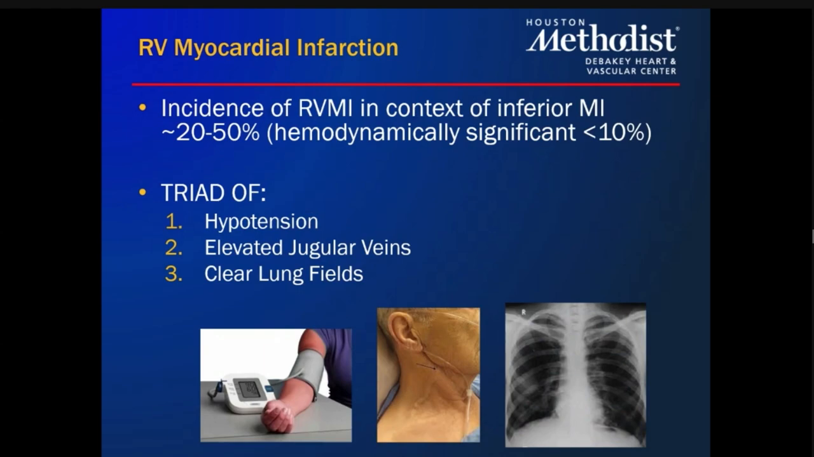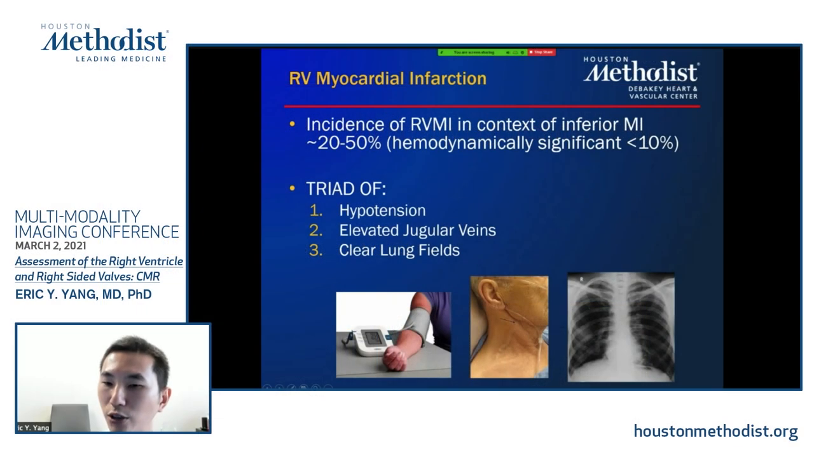Okay. So when RV infarct does occur, it's a pretty serious issue because we've all been taught in medical school that this presents with a triad: hypotension, elevated jugular veins, clear lung fields. These are patients that you want to be very, very careful of giving beta blockers and nitroglycerin because you may catastrophically lower their blood pressure, in fact, cause them to go into shock. In fact, these patients are a little more volume dependent. We've learned nowadays not to go overboard with volume resuscitating patients, but you still want to keep them a little on the wetter side because they're definitely a lot more preload dependent with their RV out of the picture, unfortunately.